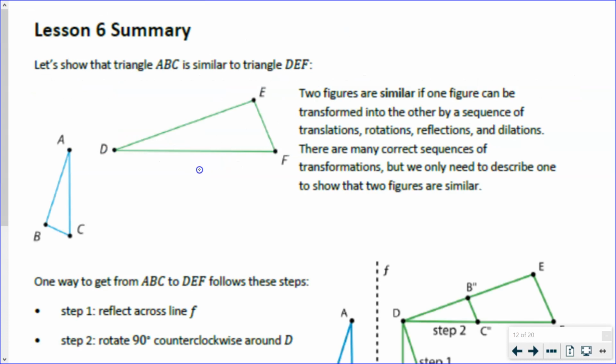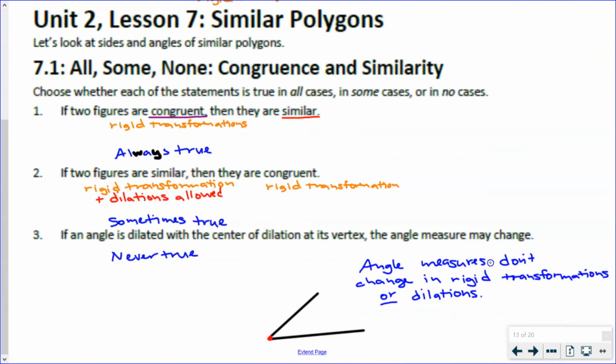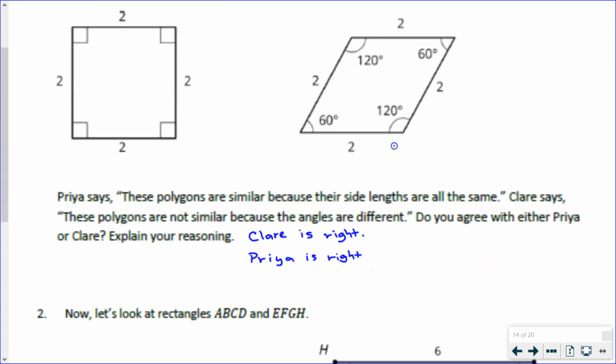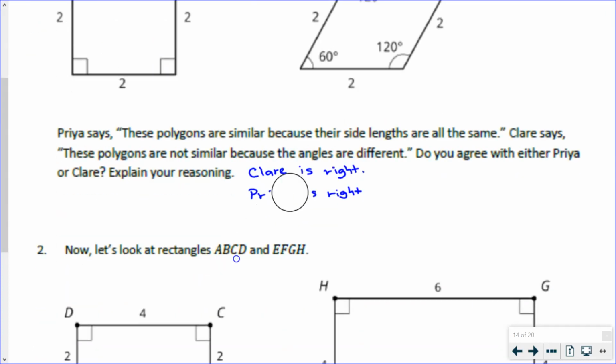Once again, we said no right here. So, is it possible to take this figure to this one through translations, rotations, reflections, dilations? No. How do we know that it's not even possible? Because these are different angles. So we should be agreeing with Claire. Claire is the one who is right because these are not similar.